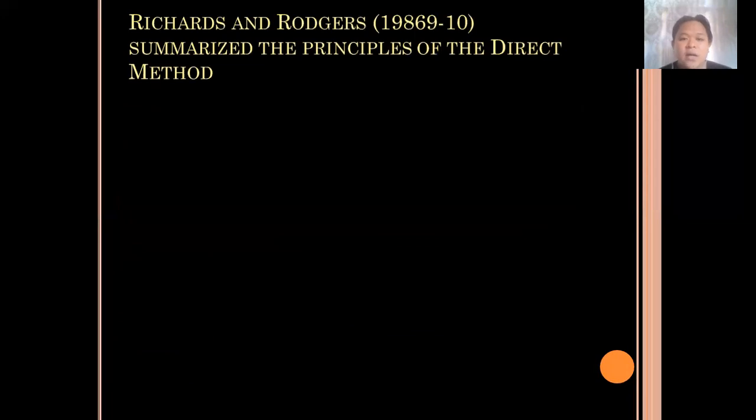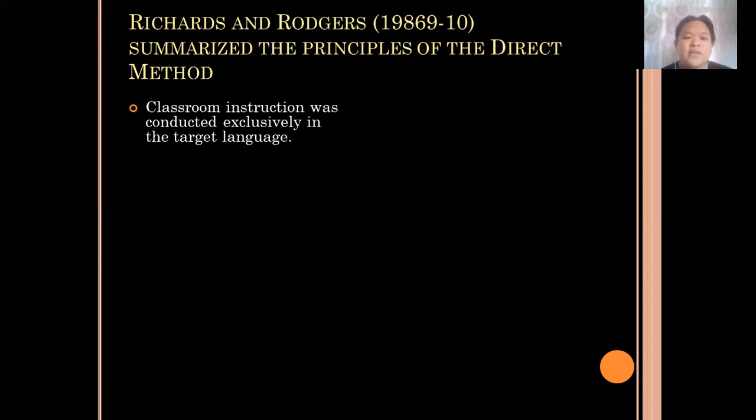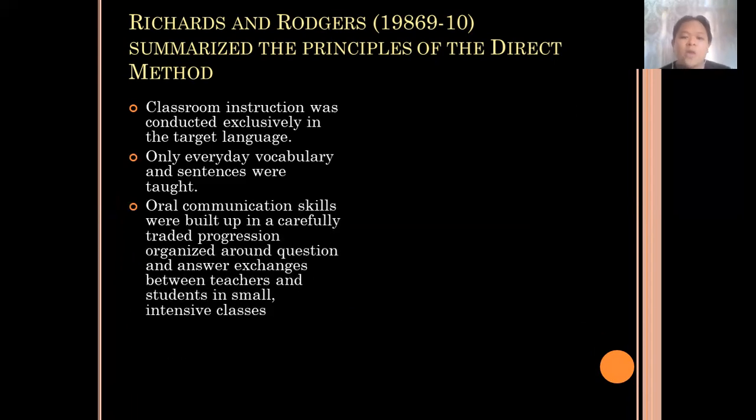Okay, next, Richards and Rodgers summarize the principles of the direct method. The first is that classroom interaction was conducted exclusively in the target language. The next one is that only everyday vocabulary and sentences were taught. The next is that oral communication skills were built up in a carefully threaded progression organized around question and answer exchanges between a teacher and students in small intensive classes.